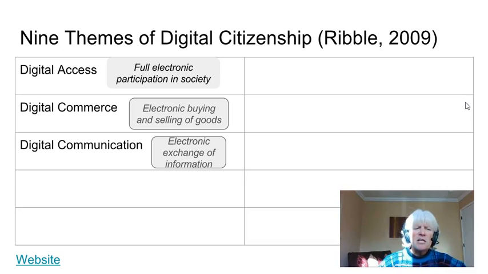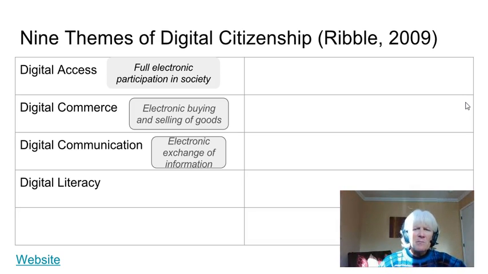Those three topics are grouped together, and they will be the group of topics that you can select from for your digital citizenship lesson 1 assignment. More on that in just a bit.